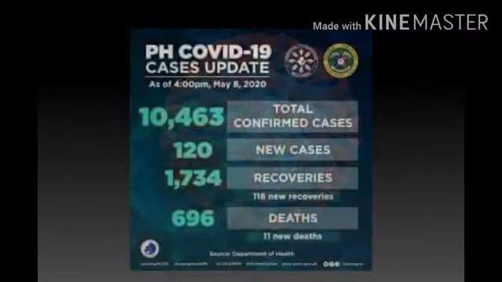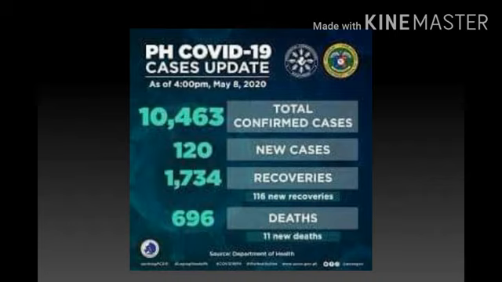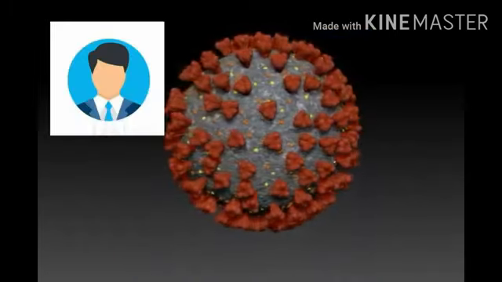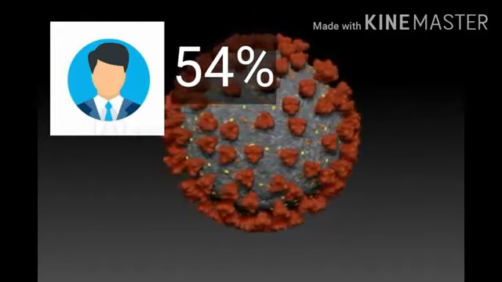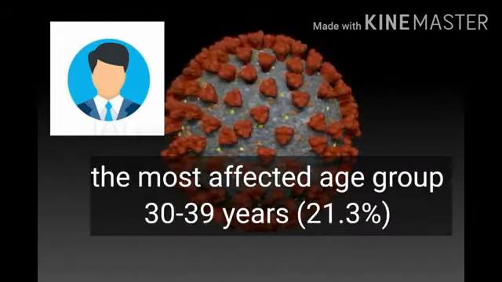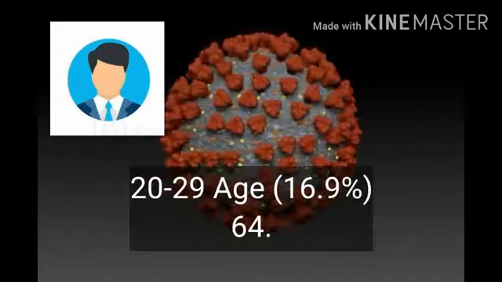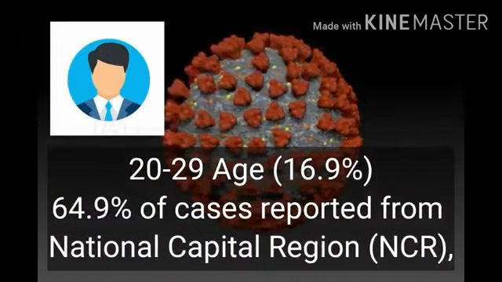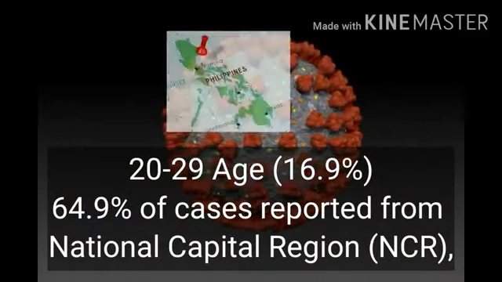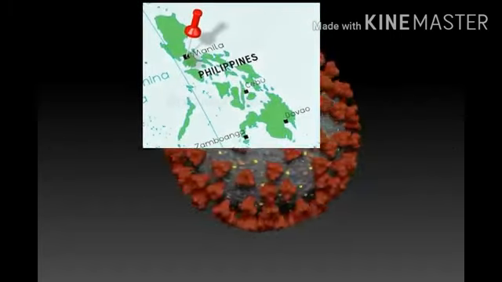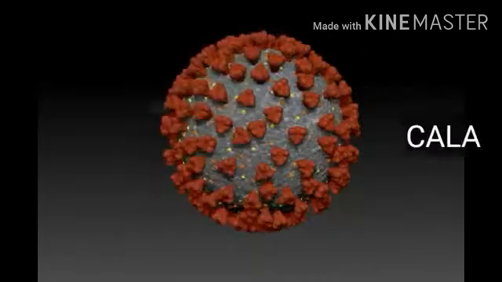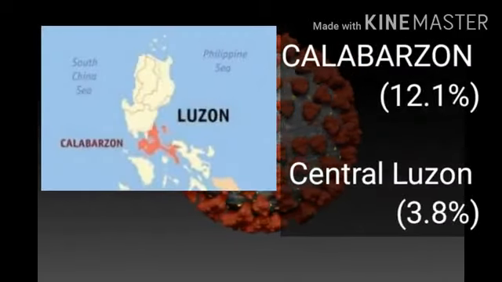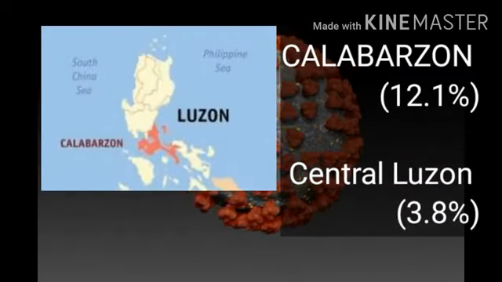Out of the total 10,463 confirmed cases reported in the Philippines until today, 54% are male, with the most affected age group 30 to 39 years at 21.3%, followed by 20 to 29 at 16.9%. 64.9% of cases were reported from the National Capital Region (NCR), followed by Central Visayas 30.5%, Calabarzon 12.1%, and Central Luzon 3.8%.